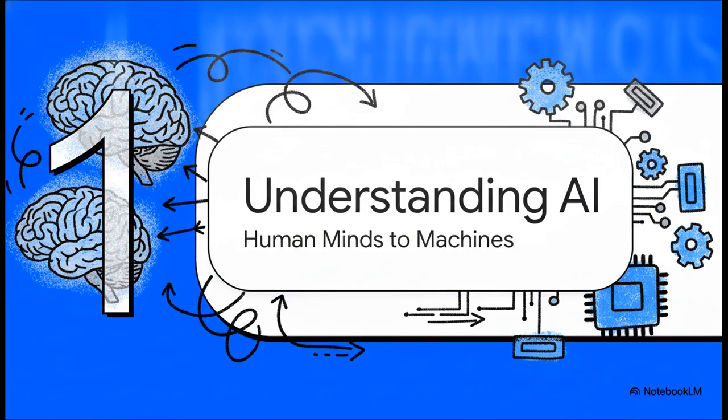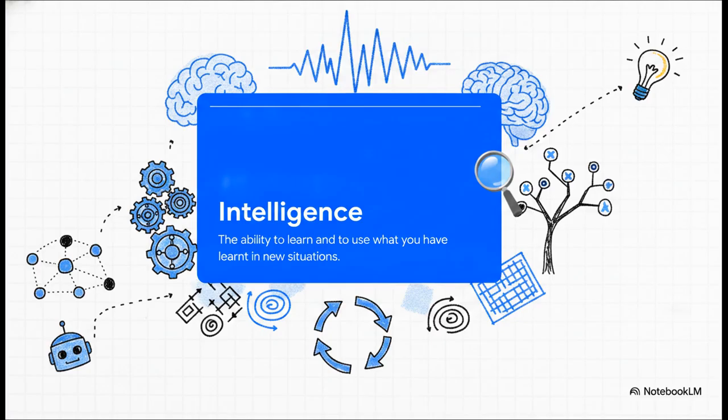Section 1. Understanding Artificial Intelligence. From human minds to machines. To really get what AI is, we kind of have to look at our own brains first. Think about how we define intelligence. Basically, it's the ability to learn and then use what you've learned in totally new situations.